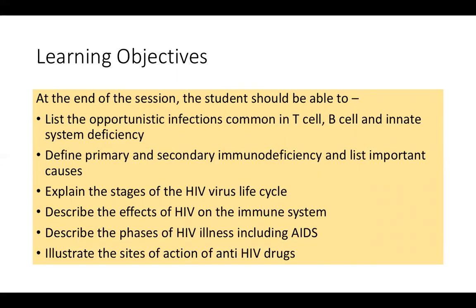So we will study the stages of the HIV virus life cycle, that you should be able to tell the stages. Then you should be able to describe the effects of HIV on the immune system. So how the HIV affects the immune system. You should be able to describe the phases of the HIV illness in an infected individual. And then illustrate at which sites the HIV drugs act, the anti-HIV drugs.